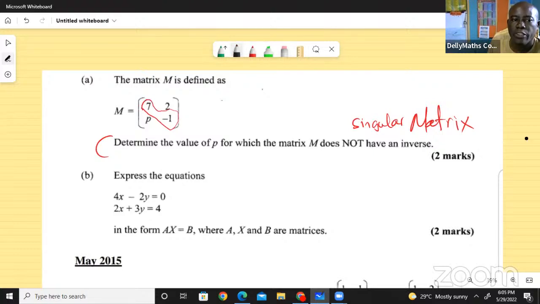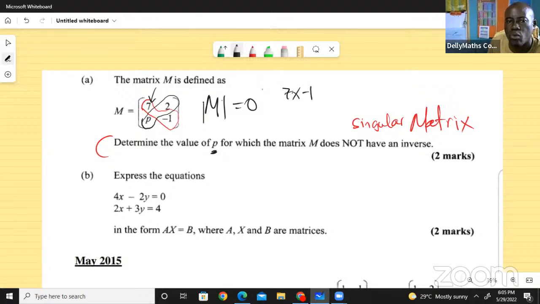Remember, we find the determinant by taking the product of the leading diagonal, which I have in red right here, and subtracting the product of the non-leading diagonal from that. When it is a singular matrix, the determinant of M is equal to 0. So we want to know what value P could be such that when we work this out, we get 0. Let us set it up.